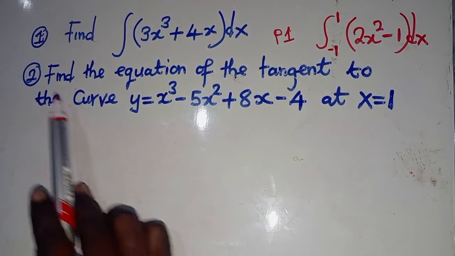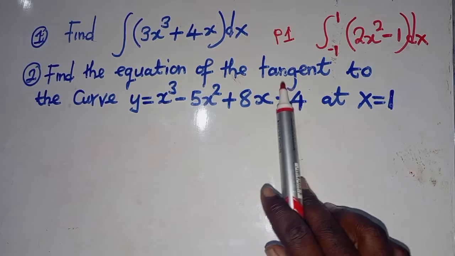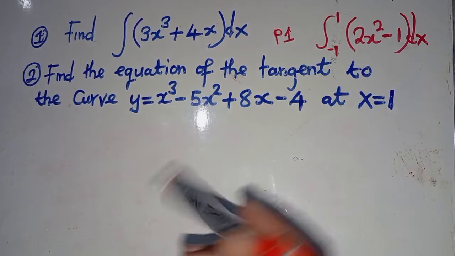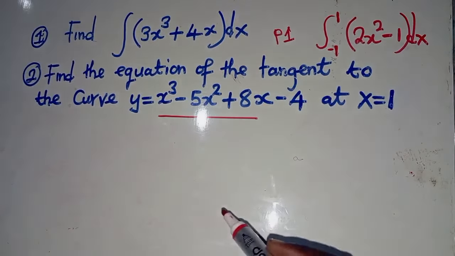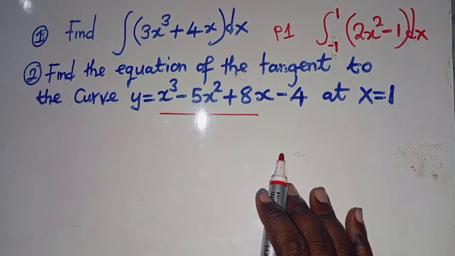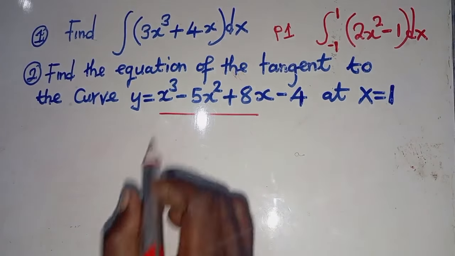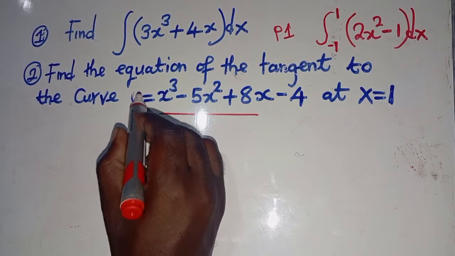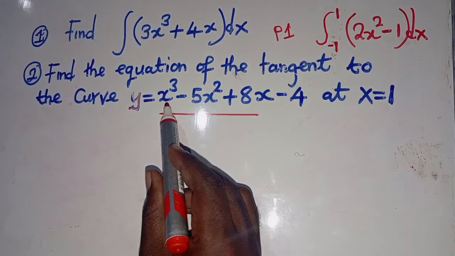The question was saying, find the equation of the tangent to the curve. This is a particular curve. Whenever you are told to find the equation of the tangent or the equation of the normal, the first thing that you need to do is to differentiate the given equation. So we are differentiating y with respect to x.